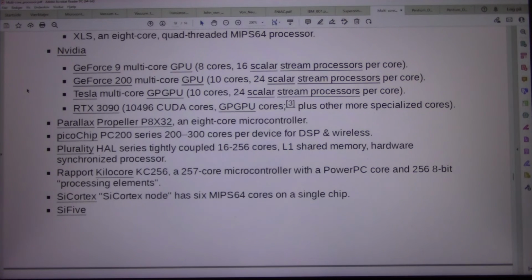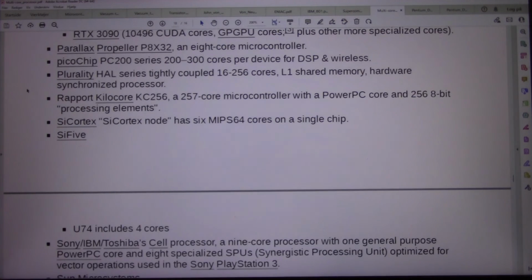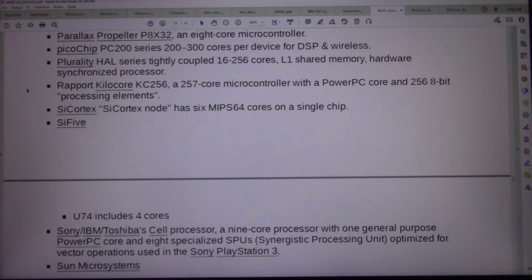Parallax Propeller P8X32, an 8-core microcontroller. Picochip PC200 series, 200-300 cores per device for DSP and wireless. Plurality HAL series, tightly coupled 16 to 256 cores, L1 shared memory, hardware synchronized processor. Rapport Kilocore KC256, a 257-core microcontroller with a PowerPC core and 256 8-bit processing elements.